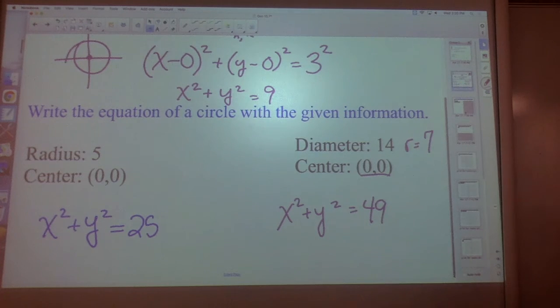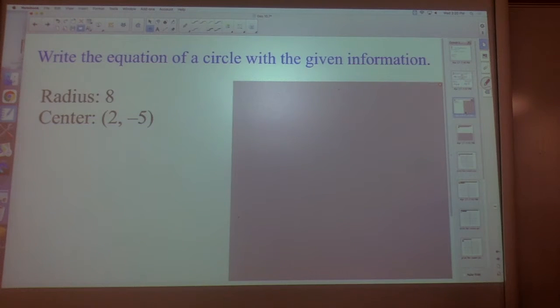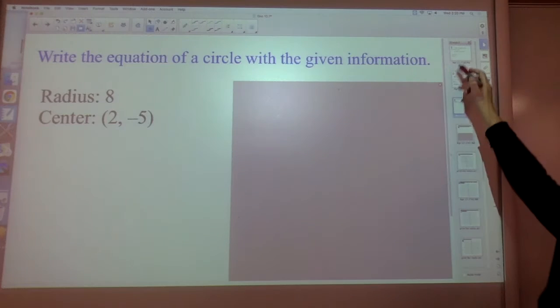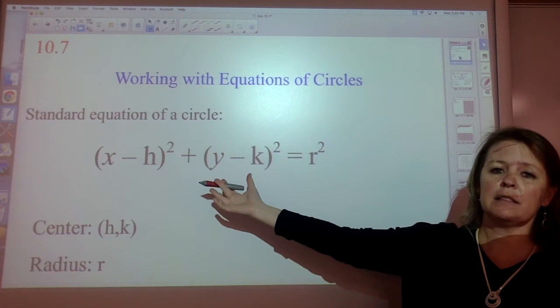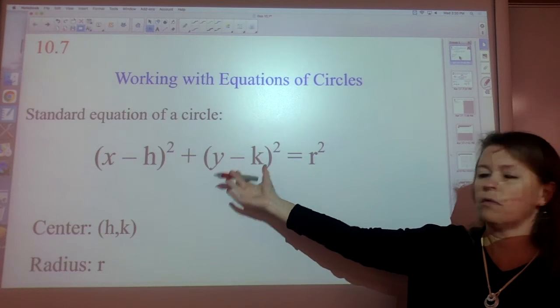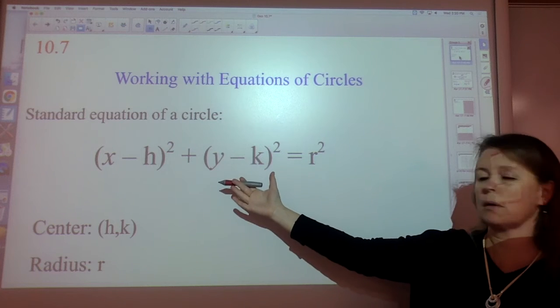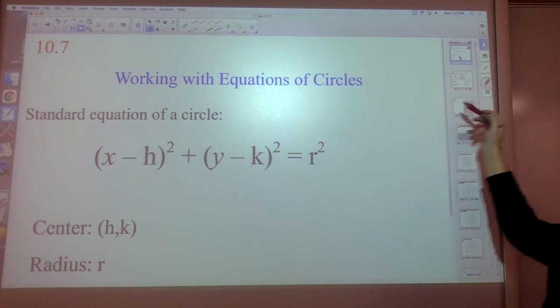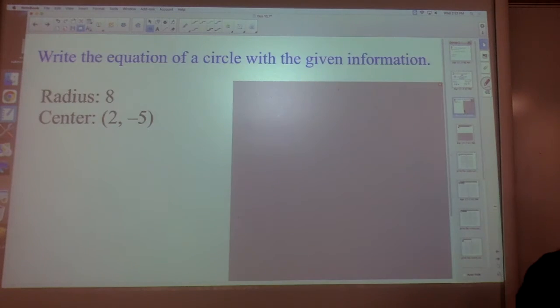Okay, what if your center is not at 0, 0? What if your center is at 2 and negative 5? Write the equation of a circle with the given information. We want that equation to stay in standard form. If we keep it in standard form, then anybody who looks at it that knows anything about circles can tell where the center is and how big it is by the radius.